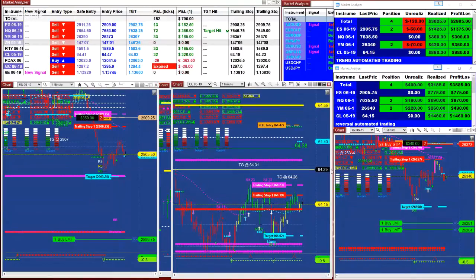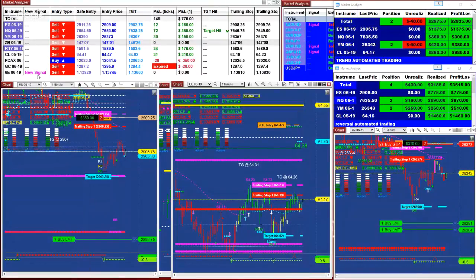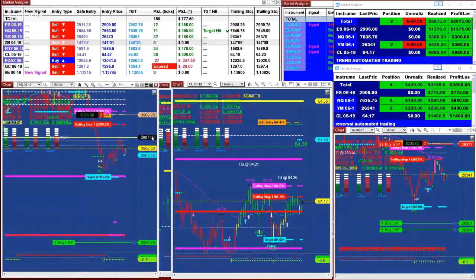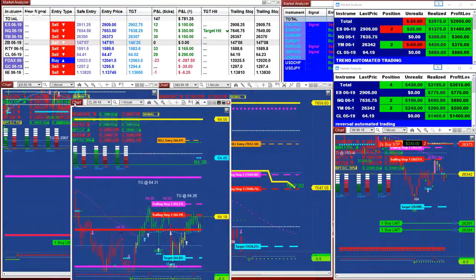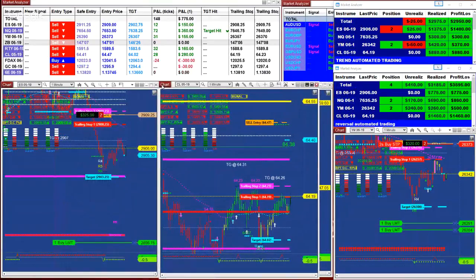Okay, the CL is really not getting a new signal. We have a new signal on the 6E, an entry 13745, target 13665. Exactly. Life is too short to be pissed. Now we have the 30-year Treasury bond on the same direction as the ES. Welcome to problems. Now you're going to see a really choppy market.